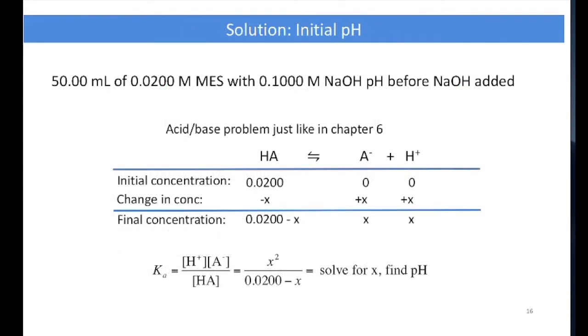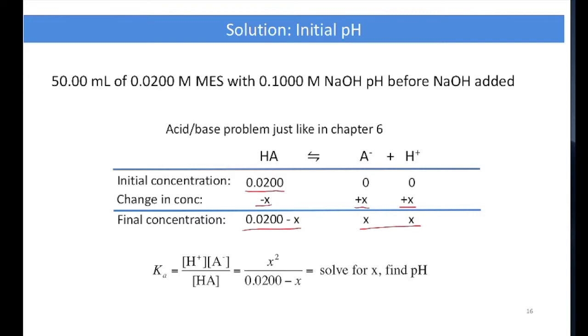So for the initial pH, this is just a simple weak acid problem. So ones that you've done before, so I'm not going to spend a lot of time on this. So you can set up a nice table. We have an initial concentration of the acid. We know we're going to lose some of the acid. We're going to gain some of its conjugate base and H+, and our final concentrations or equilibrium concentrations are going to be labeled as such.